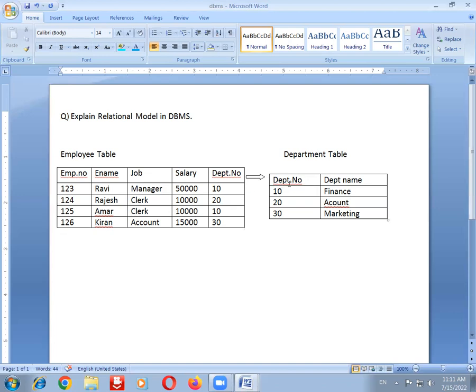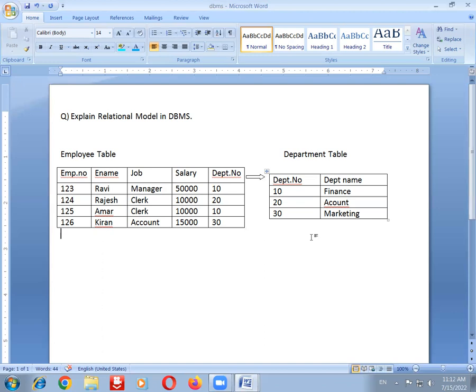Now, after creating the relationship between the two tables, in which department is Rajesh working? Department number 20. The name depends on the second table: Accounts department. For example, Kiran is working in which department number? Department number 30. But what is the department name? Here it depends on the second table: what is the name of department number 30? Marketing. So Kiran is working in the marketing department.